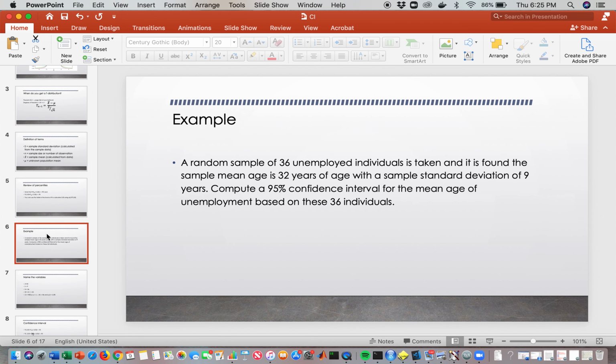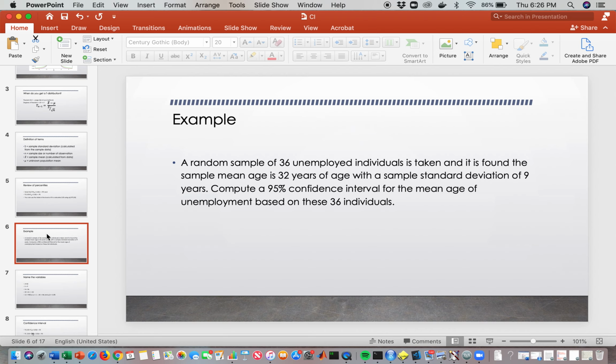Now, here's a little example. I have a random sample of 36 unemployed individuals, and I calculate the mean age is 32 years with a sample standard deviation of 9 years. I want to know a 95% confidence interval for the mean age of unemployment based on these 36 individuals.